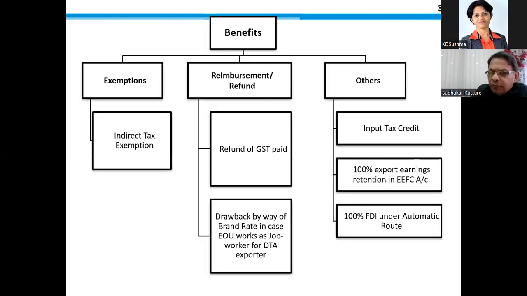How do you work on the scheme? The benefits: indirect tax exemption. Whatever you import, indirect tax is exempted. Whatever you purchase locally, you can claim refund of the GST that you have paid. If you are working for a third party, you can claim drawback. Whatever you purchase, you are entitled to take input tax credit of the GST that you have paid. So you have the option, refund or input tax credit.